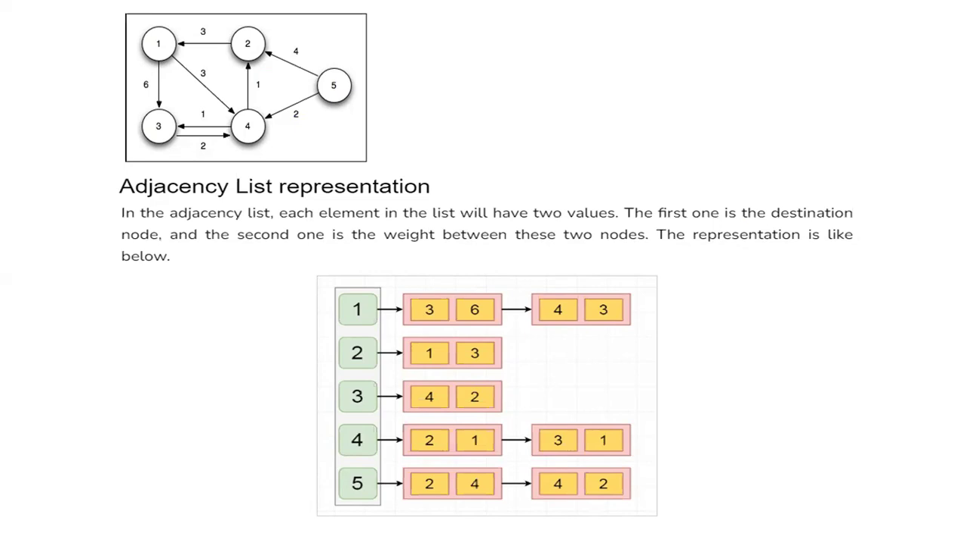After that, for 1, the connection to 2 is there, and 3 is there. Connectivity is there, weight is 6. 1 to 4, connectivity is there. 3, there is no connection. In the same way for 2, 2 to 1, connection is there. There is no connection, the weight is 3. Like this, we have to assign everywhere.